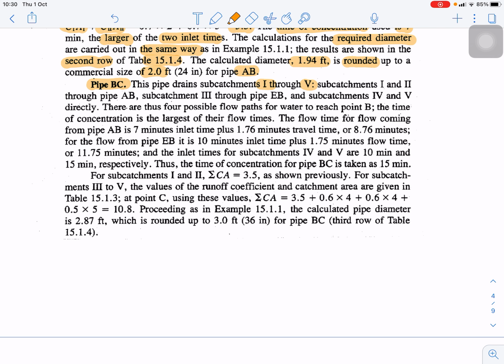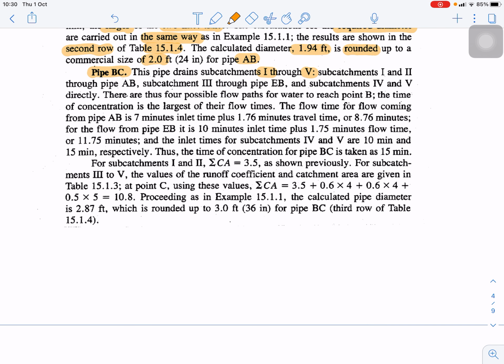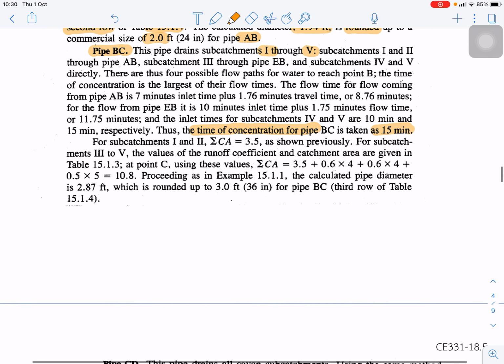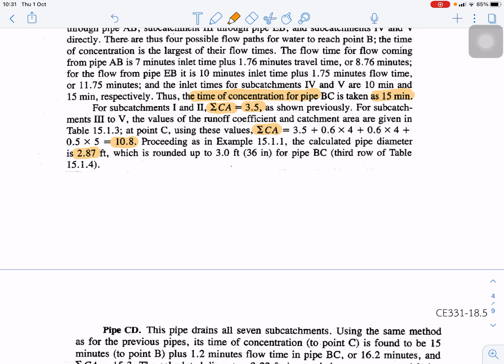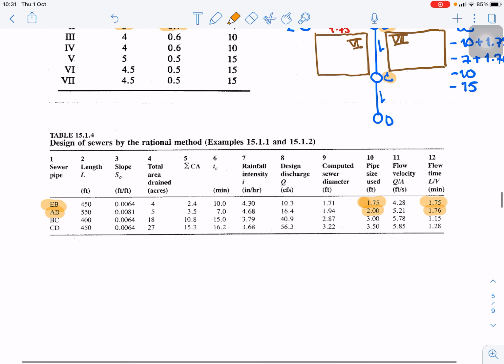So we choose the time of concentration for pipe BC as 15 minutes, as I already showed in the calculation, and we check the summation of CA. That is from 1 and 2, adding another 3 areas, so the summation of CA is about 10.8, and the diameter is 2.87, rounded up to 3 feet or 36 inches for pipe BC, put in the third row of this table. So we got 3 feet and the flow time is 1.15.